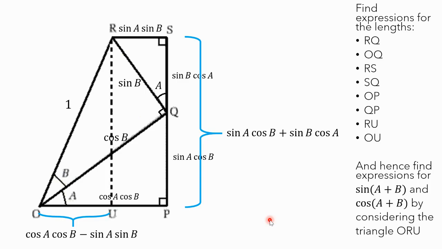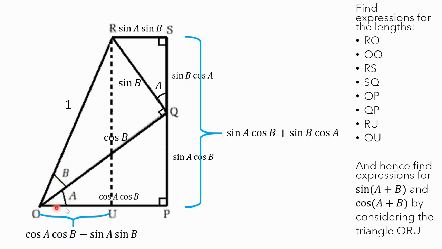Brilliant. So what? Moving on to question 3, hence find expressions for sine of A plus B and cos of A plus B by considering the triangle ORU. ORU is this one here, which we have all 3 lengths for. We can just do some trigonometry. This got a total angle of A plus B, so in theory, this side here is just going to be the sine of A plus B times by the hypotenuse 1. So therefore, sine of A plus B must be sine A cos B plus sine B cos A.